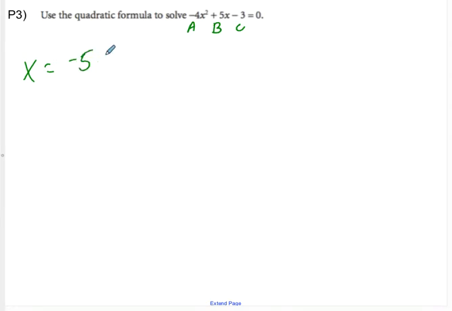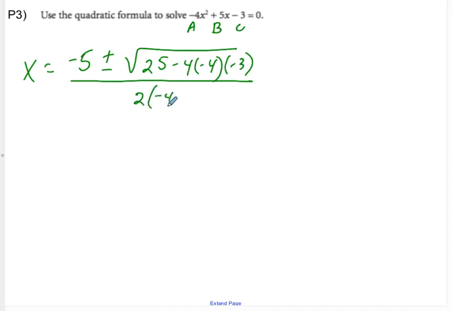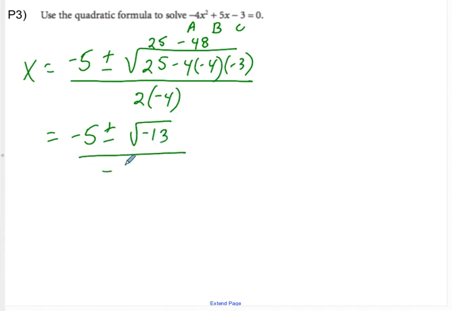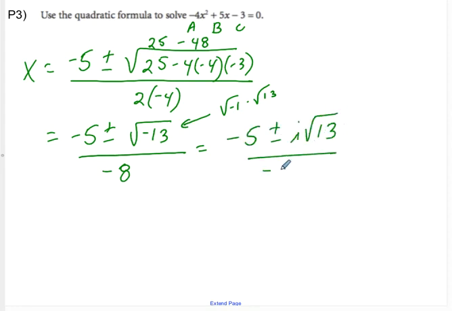So negative b plus or minus the square root of b squared minus 4 times a times c all over 2 times a, right? So I'm going to get that this is a negative 5 plus or minus. So this is a 25 minus what seems to be a 48, right? So I think I get a negative 13 in there all over a negative 8. So this negative 13 is going to be a root 1 times a root 13, which will be an i root 13. So my answer is going to be 5 plus or minus i root 13 all over negative 8.